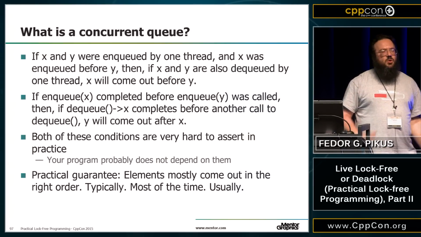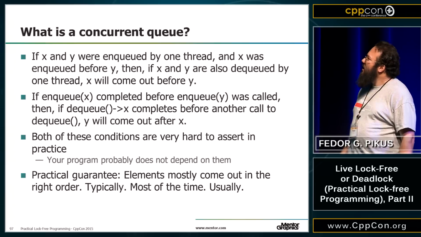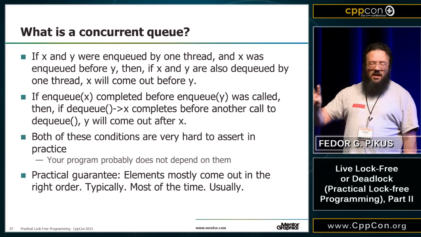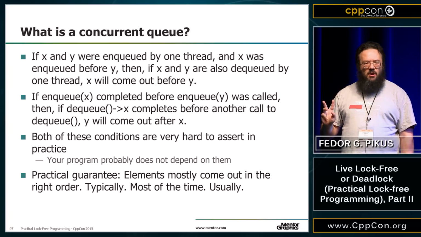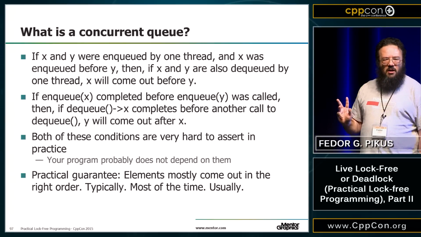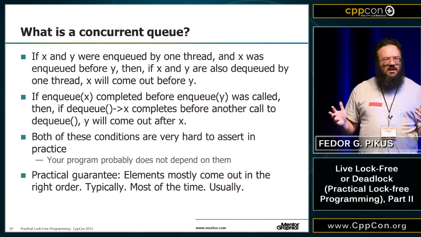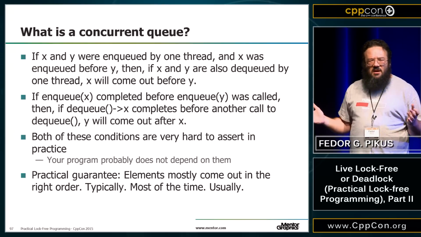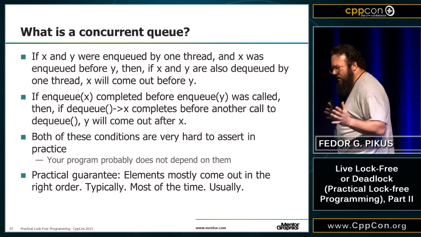Okay, so what can you really depend on from a queue in a concurrent environment? Well, if two values were enqueued by the same thread and they get dequeued also by the same thread, then they should come out. You could make the argument that they should come out in the right order. Well, if you have multiple threads dequeuing, you can't really have any guarantee that they'll be dequeued by one thread. So in theory it's there. In practice, it's of no use to you.